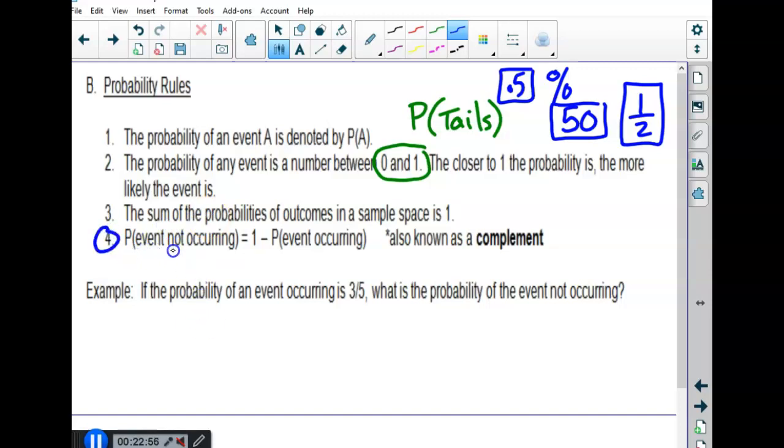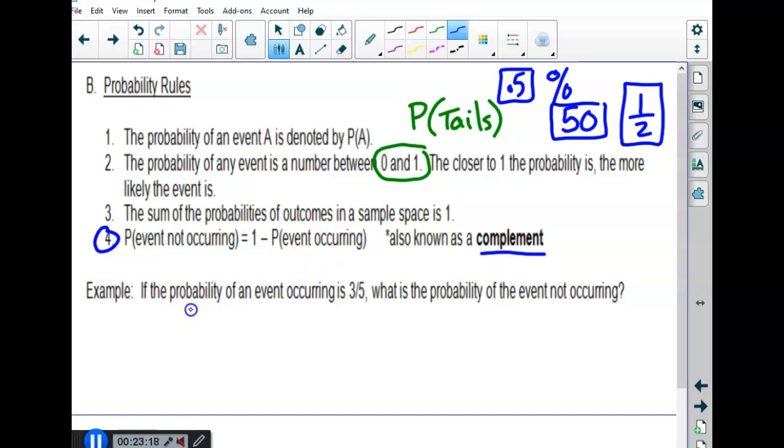The probability of an event not occurring is 1 minus the probability that it occurs. That is known as the complement. We wanted the probability of at least one boy. So we said, well, what if we did the probability of no boys, and then we subtracted kind of in our head, okay? So it's known as a complement.